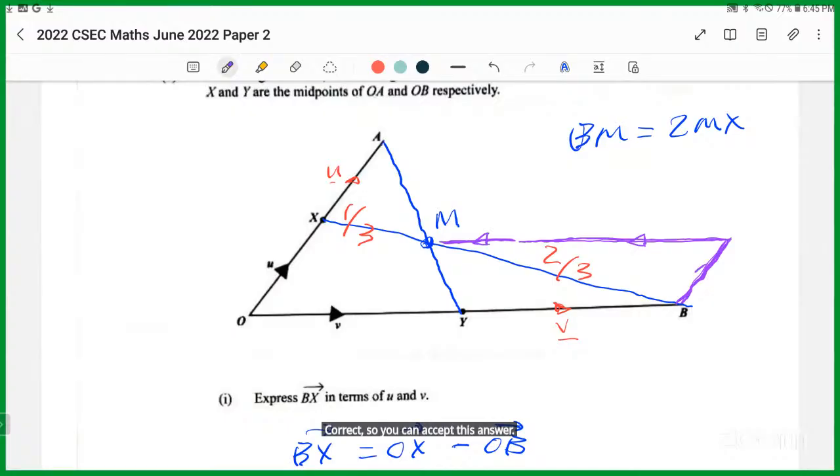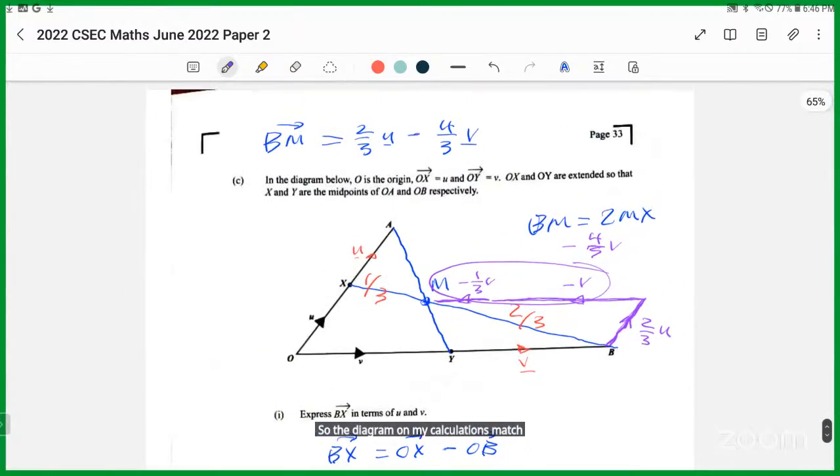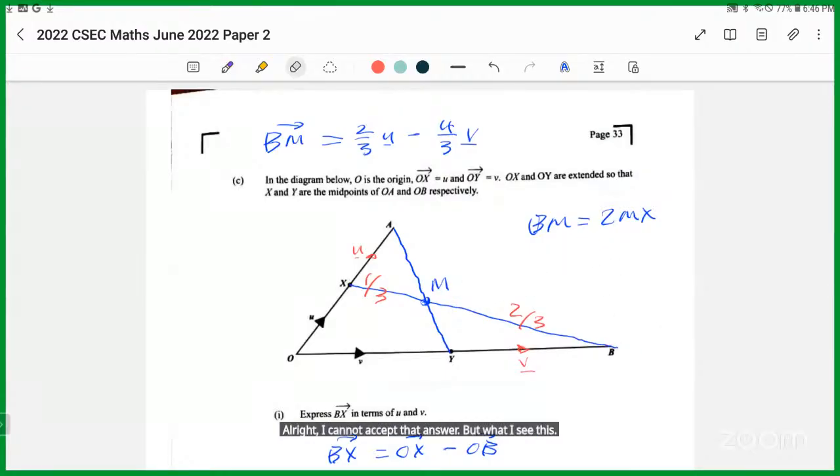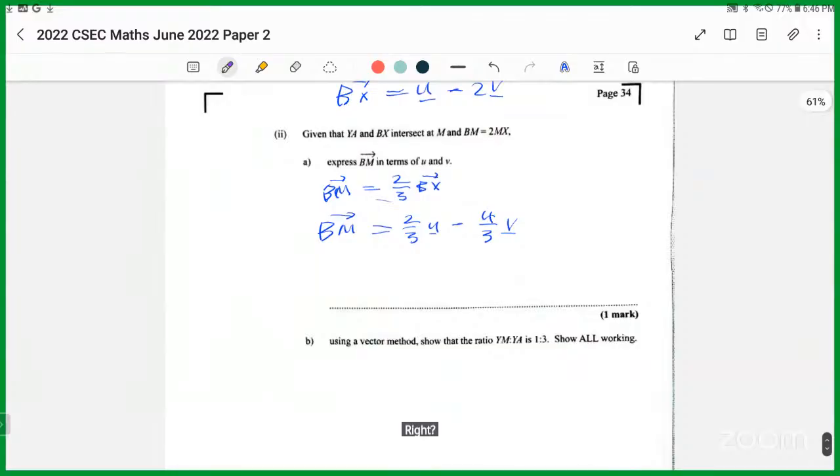This is 2/3 u, and this is a minus 1v and a minus a third v. These combine to minus 4/3 v, which is minus 1 1/3. So the diagram and my calculations match. I can accept that answer. Everybody see this thing, practice it, get the answers in vectors, and check if it makes sense. Diagram and calculation must match. You know that this answer is correct.